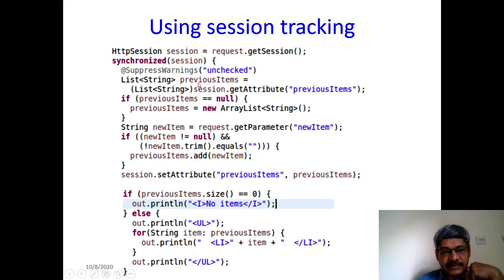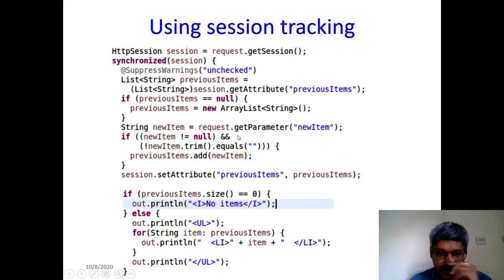What I am trying to do is have a list of previous items, the items I am trying to buy, so I am saving them in a list with the attribute name previousItems. When I call session.getAttribute previousItems, I am getting a list object. If previousItems is equal to null, that means that attribute is not yet set, so I create a new ArrayList with that string, and then I add it to previousItems.